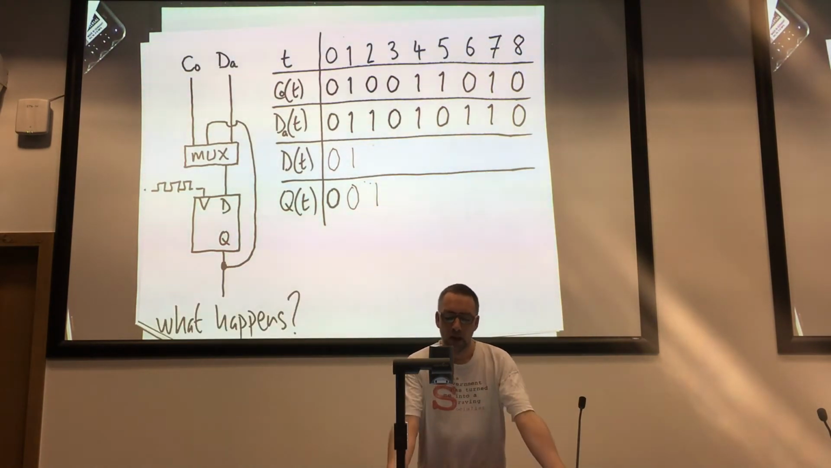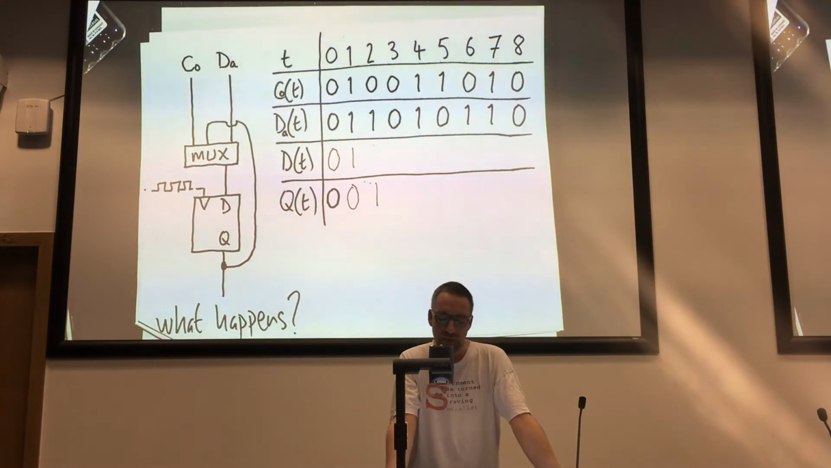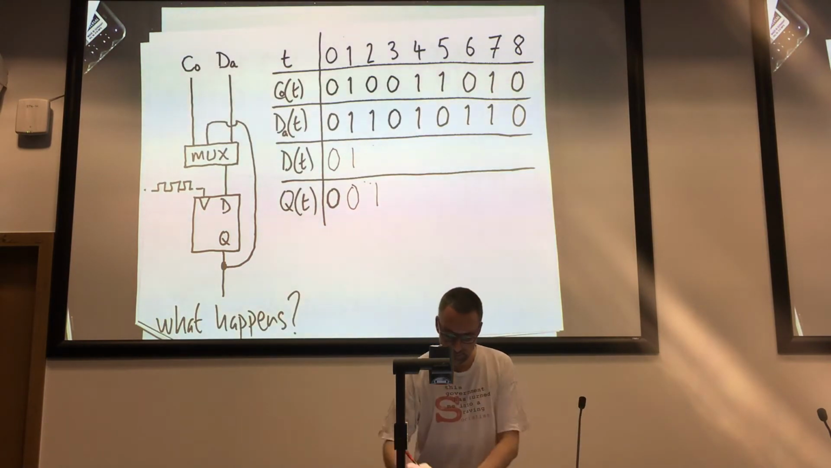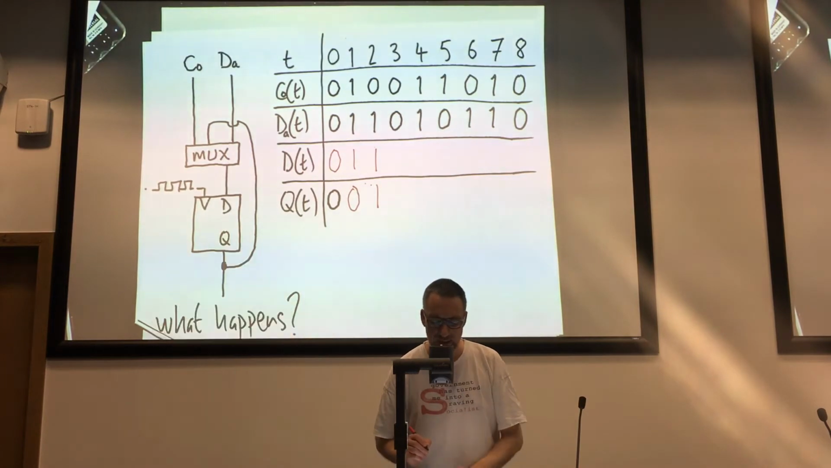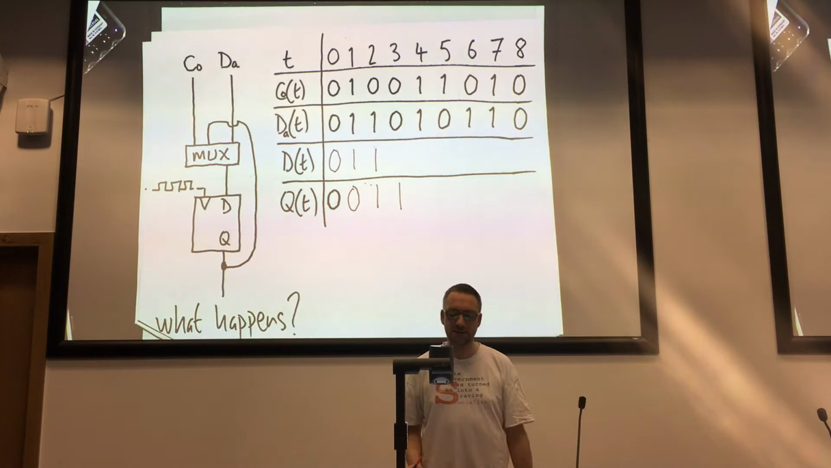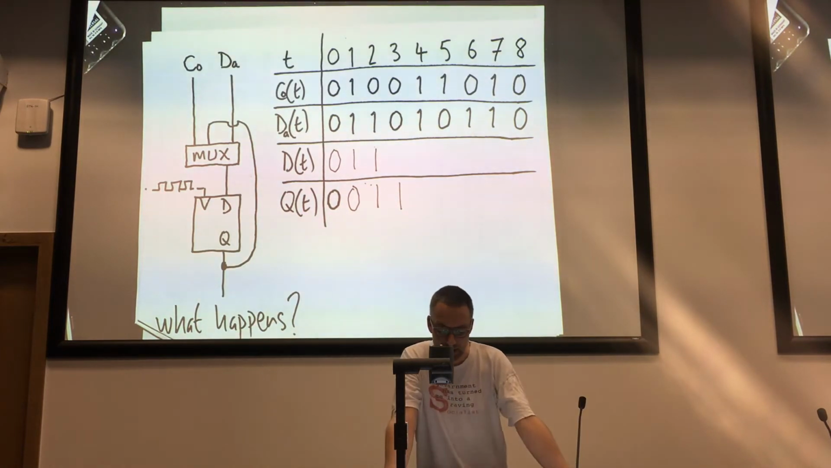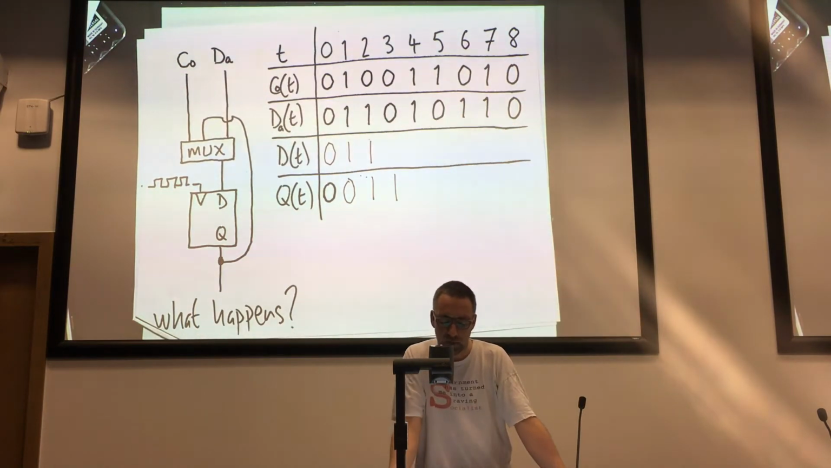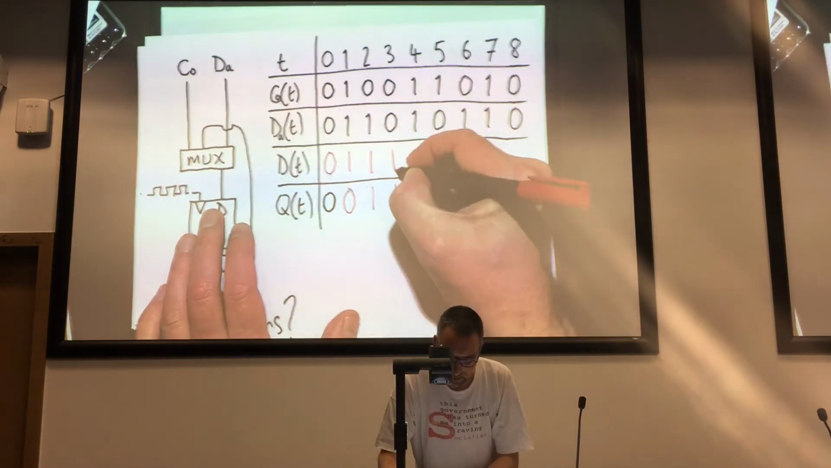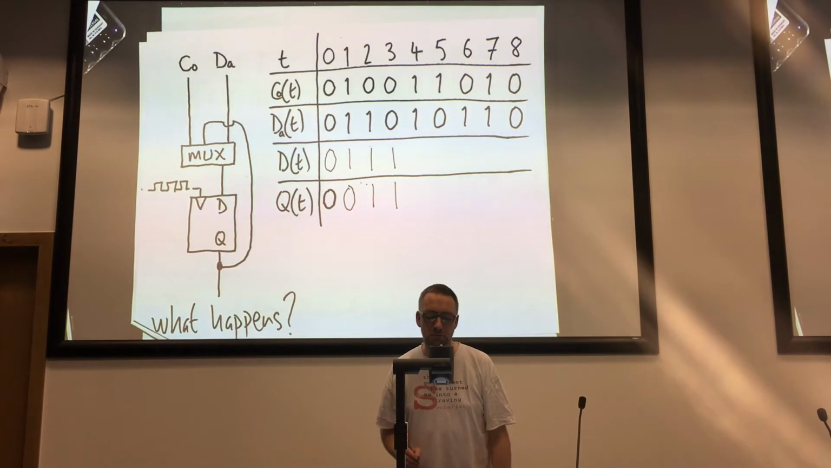Alright? At time 2, what's the mux going to choose? It's going to choose Q, which is going to make D what? And what's that going to make Q of 3? 1. Okay. At time 3, what's the mux going to choose? 0. Well, its controller is 0, so which line is it going to choose? It's going to choose Q, so what's D going to be? So what's Q of 4?